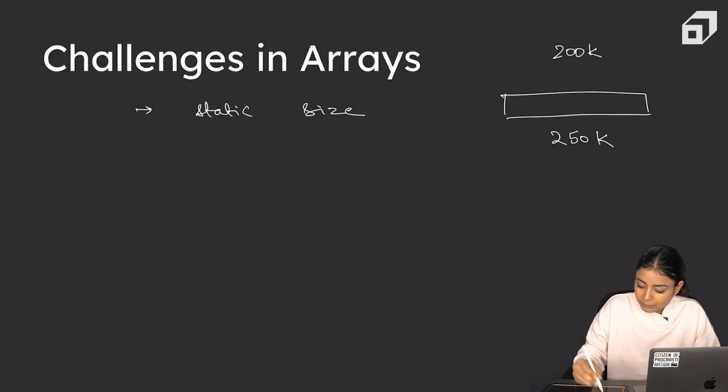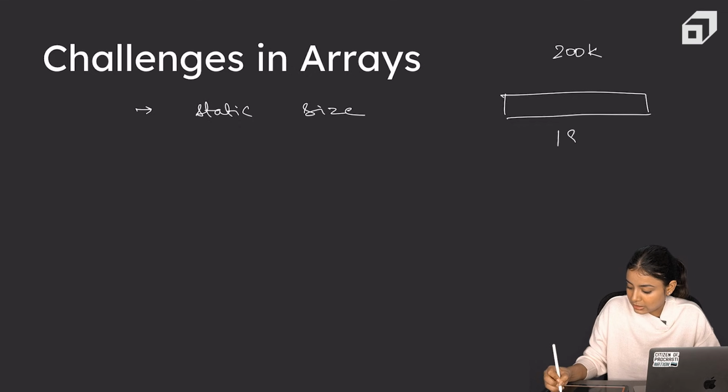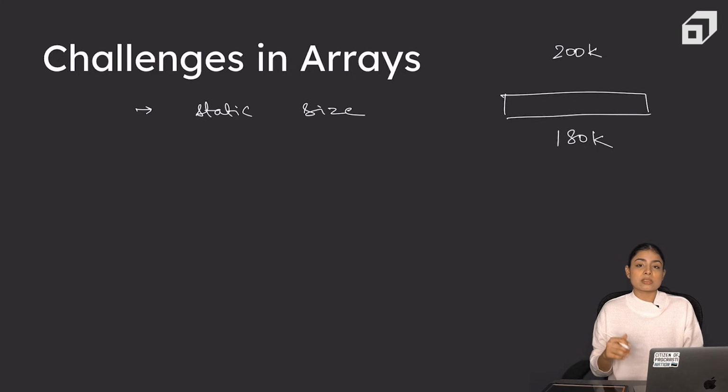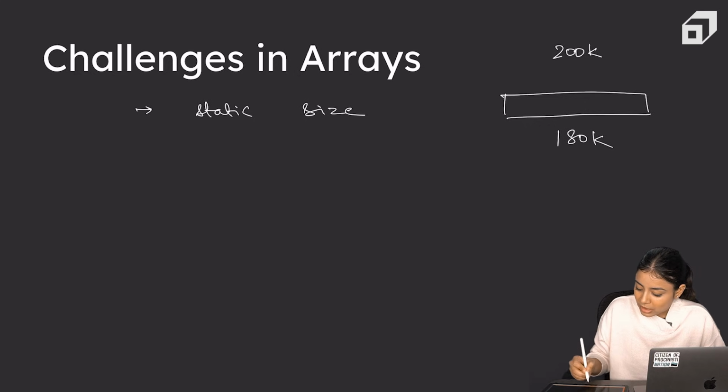Or another example could be if the number of students who enroll are not more but less. For example, only 180k students enroll in the course. So then 20k of array size would be wasted for me because that would be just lying there idle, and I cannot decrease the size of the array once I've created it. Alright, so that's a challenge that arrays pose, that they have static size.